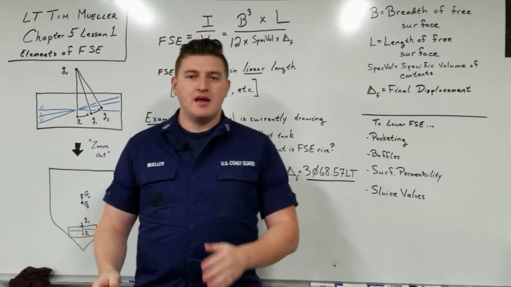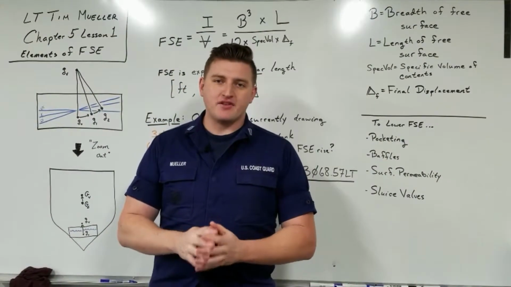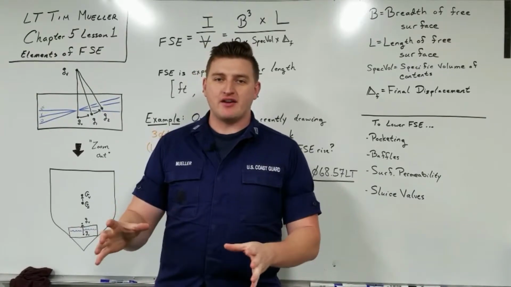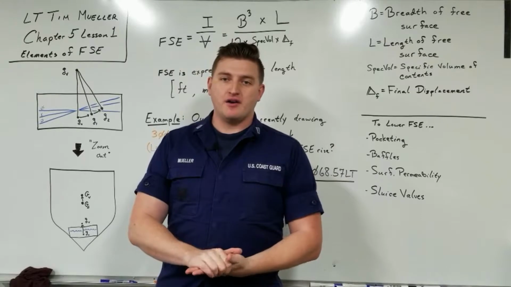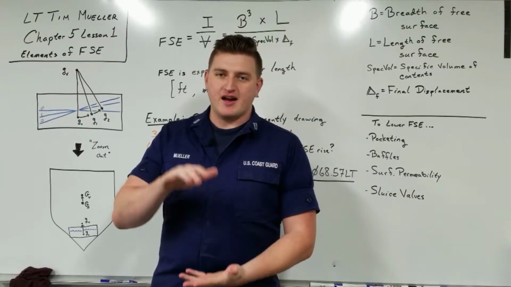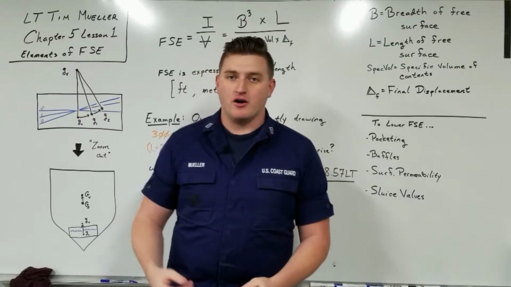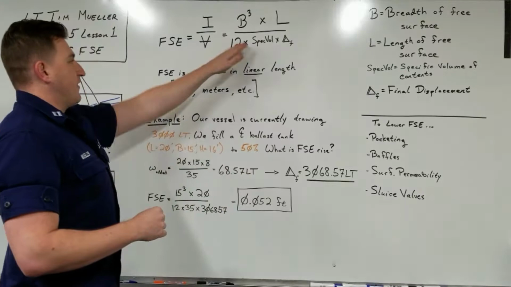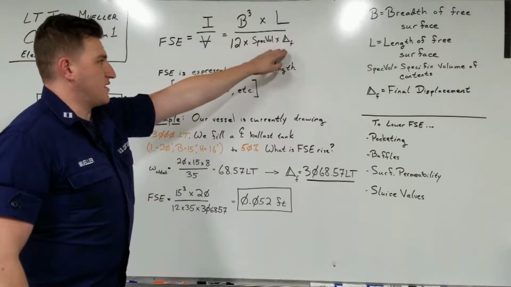Now let's take a quick look back at this formula and see what changes can be made and how that affects the overall free surface effect. We already know that the final answer that we get is going to be in feet, and it's going to be the actual rise in the center of gravity of the ship overall. So here we have B cubed times L divided by 12 times specific volume times displacement.